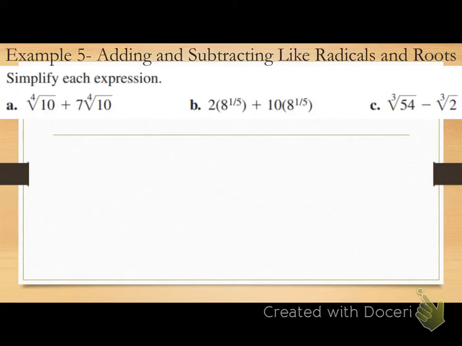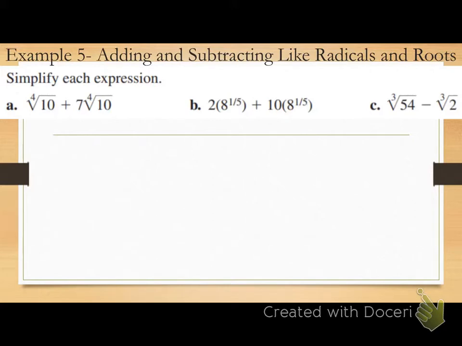Letter C. Do I have like radicals right off the bat? No. They have the same index, right? But do they have the same radicand? They do not. Does anyone recognize anything I might be able to do that might help me simplify this expression? Can you put those in the same radical? Or I heard someone say reduce. What are we reducing? The radicand, 54. I can simplify that radical, right? What's the biggest perfect cube that goes into 54?